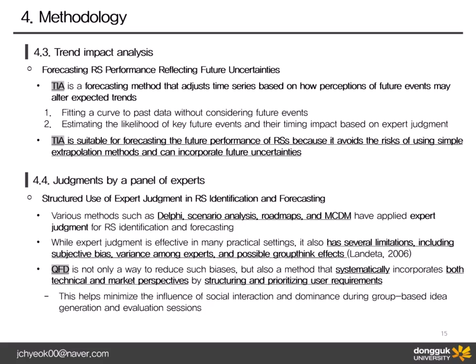expert judgment. TIA is a forecasting method designed to adjust time series by incorporating perceptions of how future events may alter baseline projections. It consists of two main steps. First, fitting a trend based on historical data. Second, modifying that trend based on the estimated probability and impact of future events. Because TIA can account for future uncertainty while avoiding the risk of simple extrapolation, it is considered more suited for forecasting the future performance of RS.